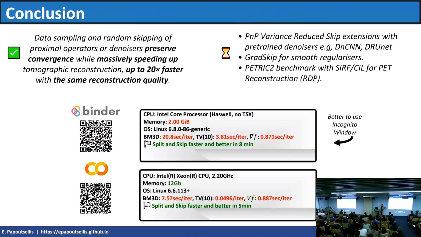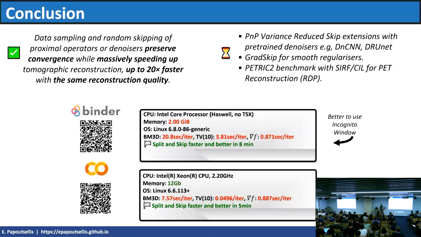To conclude, data sampling and random skipping can preserve convergence first of all, and provide some significant speedup for tomography reconstruction. We are now working on trying this plug and play with a pre-trained denoiser. Also, instead of skipping a non-smooth term, we can apply this with gradient skip for a smooth regularizer. And initially, we tried something with Edo for the PETRIC challenge. It seemed to work.